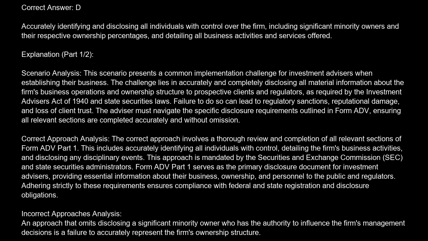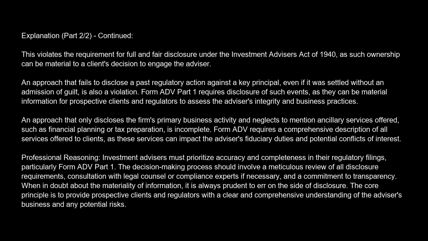Incorrect approaches analysis. An approach that omits disclosing a significant minority owner who has the authority to influence the firm's management decisions is a failure to accurately represent the firm's ownership structure. This violates the requirement for full and fair disclosure under the Investment Advisors Act of 1940, as such ownership can be material to a client's decision to engage the advisor. An approach that fails to disclose a past regulatory action against a key principal, even if it was settled without an admission of guilt, is also a violation. Form ADV Part 1 requires disclosure of such events, as they can be material information for prospective clients and regulators to assess the advisor's integrity and business practices.